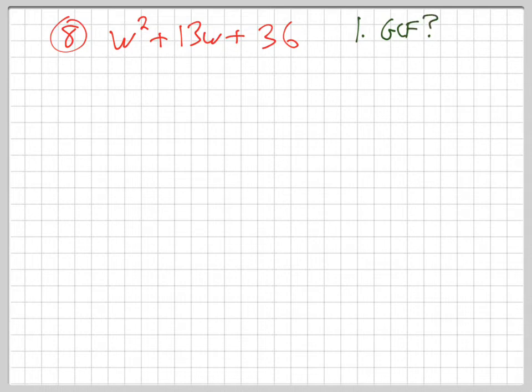Let's do number 8. How about w squared plus 13w plus 36? So it'll be a little easier. First question, is there a GCF? Is there something in common to all three terms? No, there's no number in the front. They don't all have a w. The 36 doesn't have a w. No. Go on to the two parentheses.